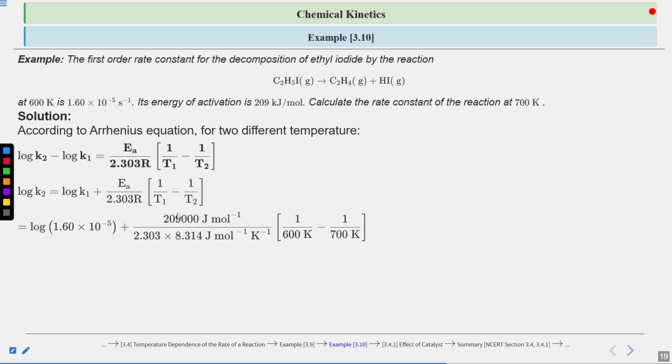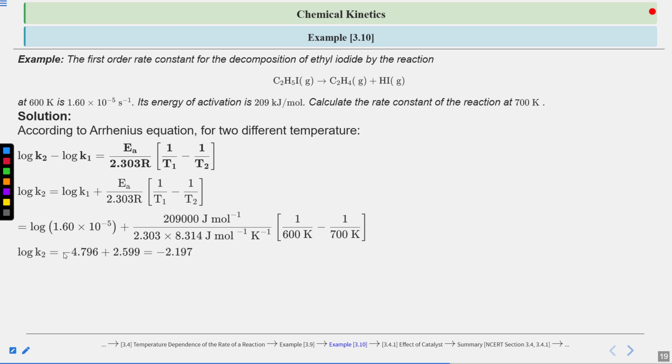So kilojoules to joules will be multiplied by 1000. So 209 multiplied by 1000, that is 2,09,000 joule per mole, divided by 2.303 and multiplied by the R value, which is 8.314 joule per mole per Kelvin. T1 and T2 give 1 by 600 minus 1 by 700, because at T1 we have been given the rate constant value. At T2, that is 700, we have to find the rate constant value. So K2 you have to find out. Other than that, we have to solve this whole equation.